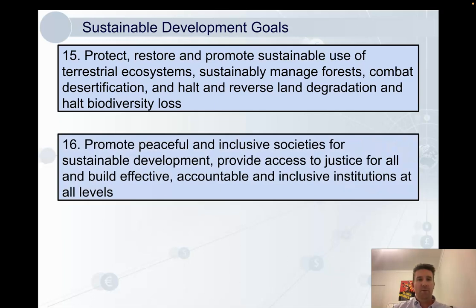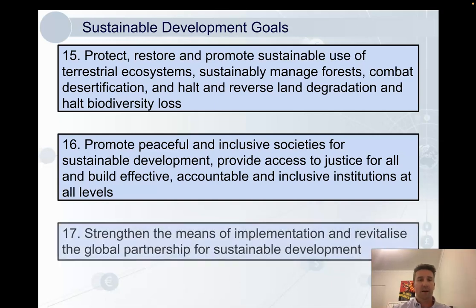We want peaceful and inclusive societies for sustainable development, access to justice for all, and build effective, accountable, and inclusive institutions at all levels. So we can see it's not all about environmental sustainability, but these are about developing, improving the lives of everyone in a country. And lastly, strengthen the means of implementation and revitalize the global partnership for sustainable development. So it's almost sustaining the push for sustainable development.